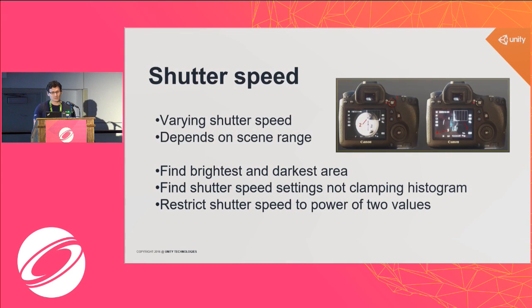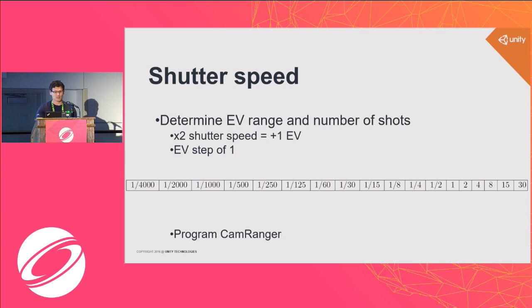For the shutter speed, the value will depend on the scene range. Shutter speed controls the amount of time that the sensor is exposed to light. With the camera on the tripod, we locate the darkest and brightest areas of the panorama. Then we tweak the shutter speed until the histogram of the camera preview is not clipped. To simplify the process, we restrict ourselves to power of 2 shutter speeds.